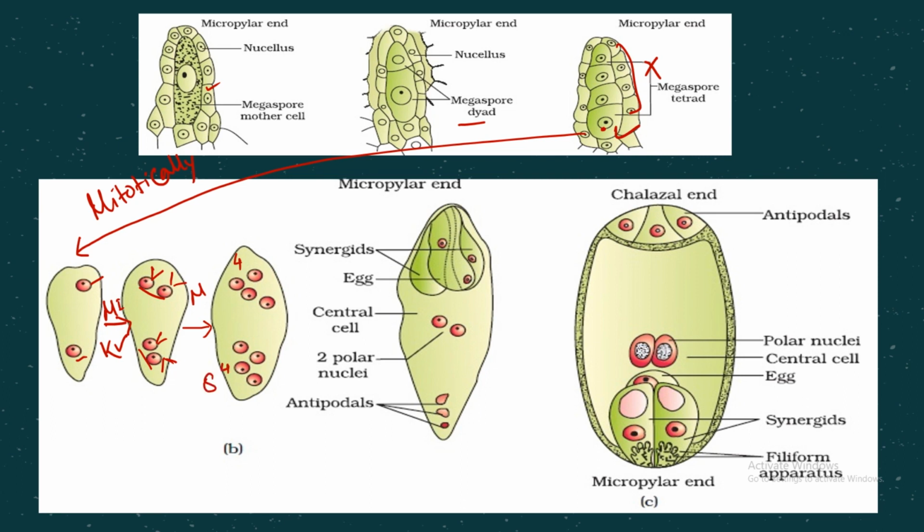And once the 8 nuclei are formed by the process of karyokinesis, the cytokinesis has still not taken place. Later what will happen? There will be cytokinesis, and due to the cytokinesis there will be a partitioning between the nuclei due to the formation of cell wall.